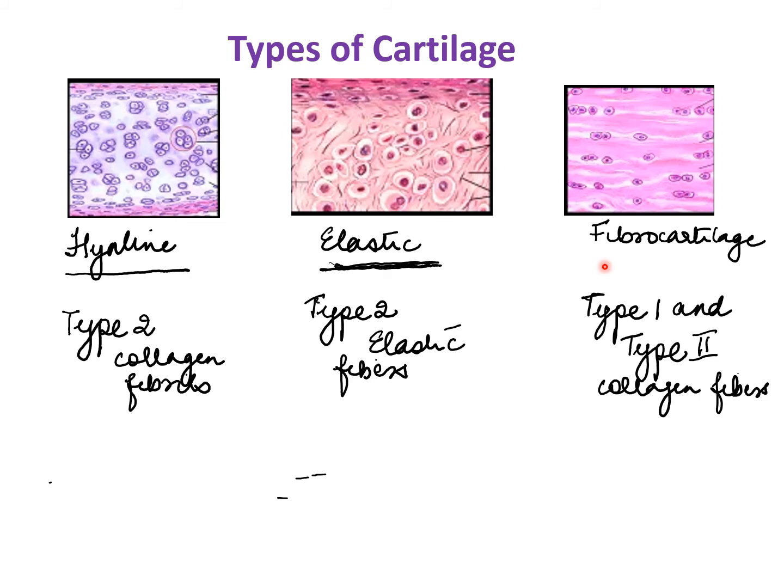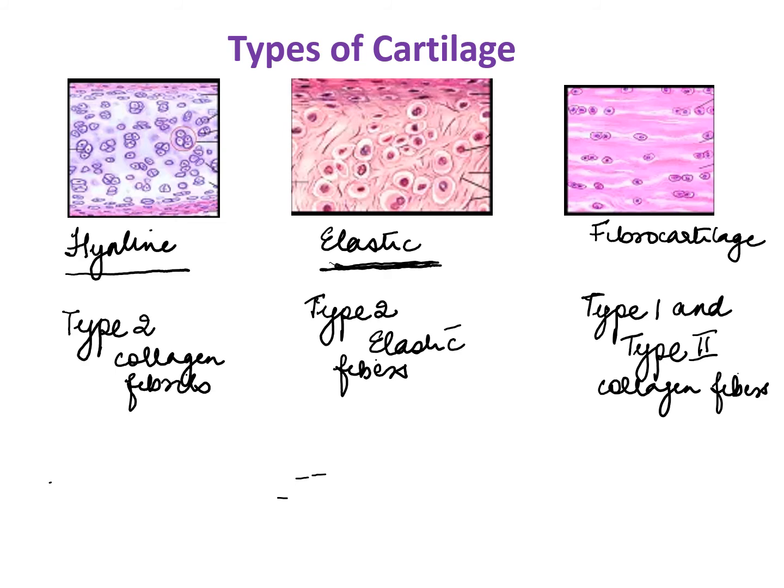So it is present in the menisci, you saw in the knee joint. It is present in the intervertebral discs, which we see. We've also seen it in the sternoclavicular joint as the articular disc. It was the fibrocartilage. So these are the three different types of cartilage.